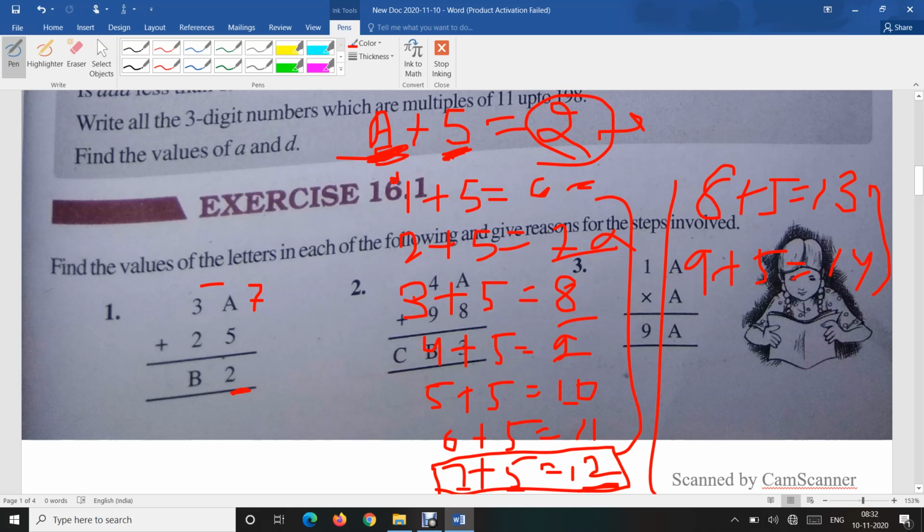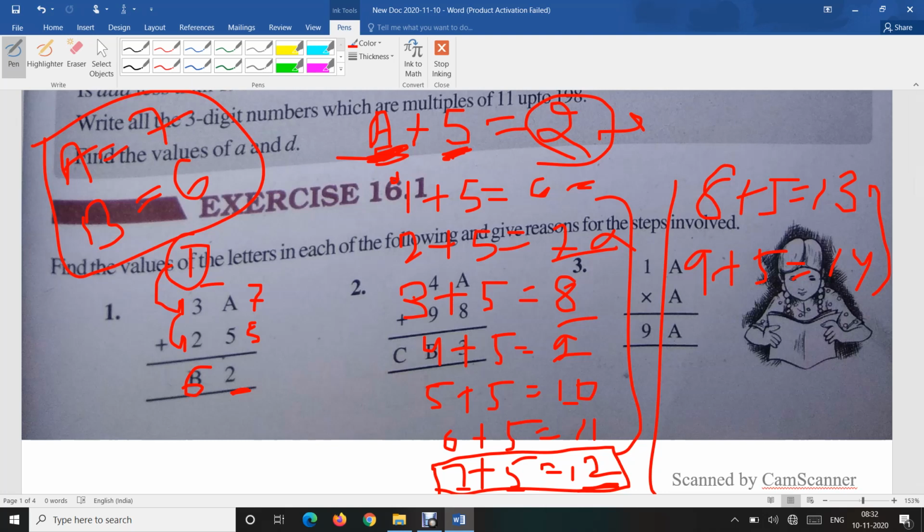Then 7 plus 5 is equal to 12. Then 1 is carry forward. Okay, 1 is carry forward. Then 1 plus 3, 4, 4 plus 2, 6. That means B is replaced by 6. That means here we have the value of A is equal to 7 and the value of B is equal to 6. So the answer is A is equal to 7 and B is equal to 6.